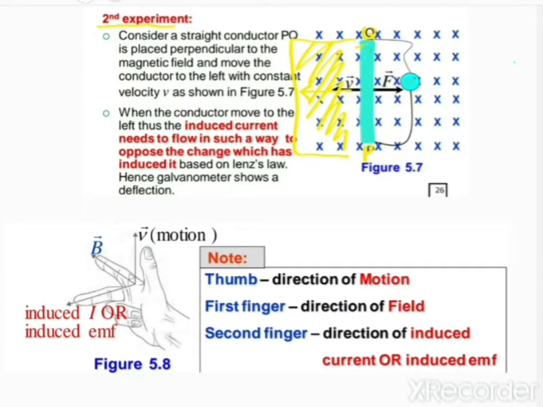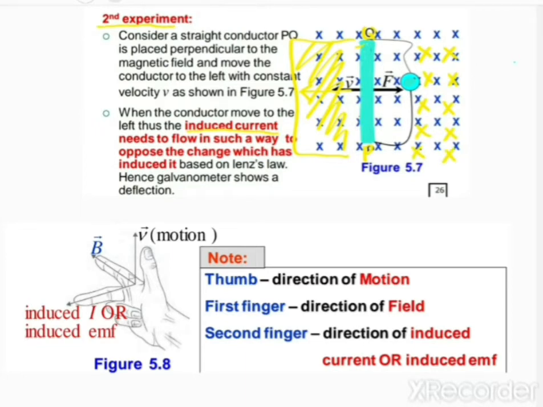When the conductor moves to the left, the induced current needs to flow in such a way that it opposes the change which has induced it. So, to oppose the magnetic flux, the induced magnetic field is seen to be out of the page, because it must oppose the increase of magnetic flux.